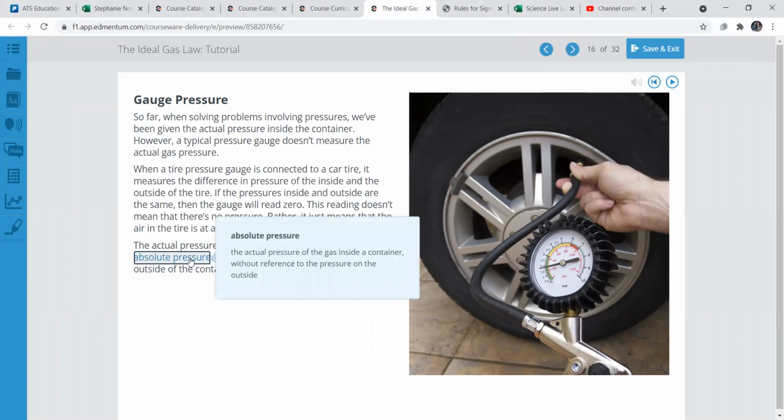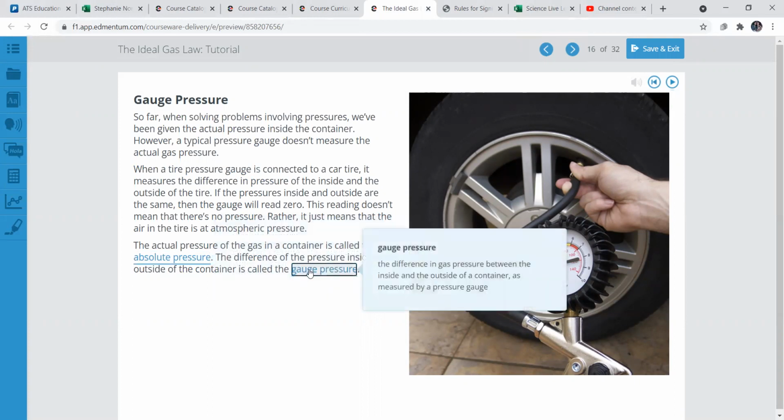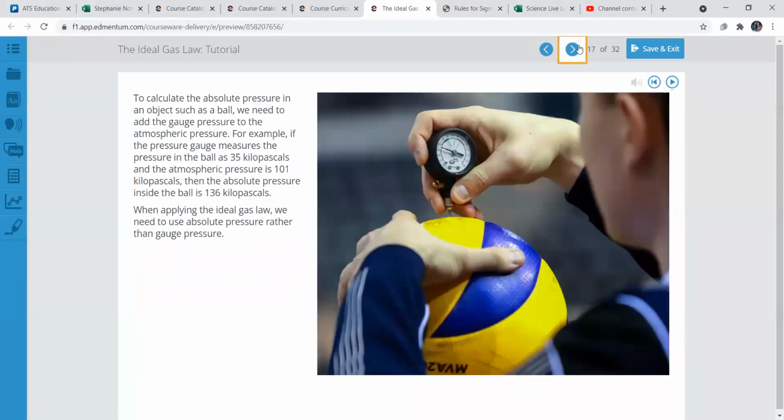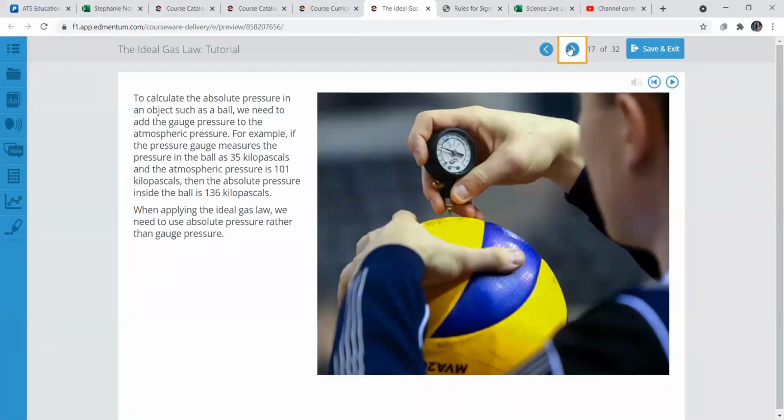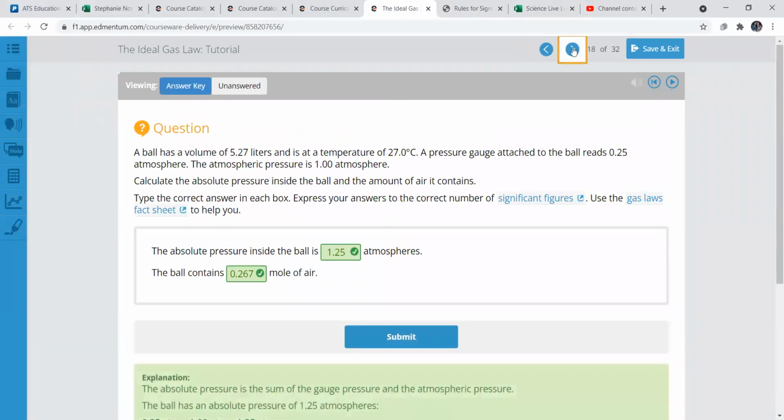Gauge pressure and absolute pressure. Absolute pressure is the actual pressure of the gas inside a container, without reference to the pressure on the outside. Gauge pressure is the difference in gas pressure between the inside and the outside of the container as measured by the pressure gauge. Think of putting air in your car tire or bike tire, or putting air in a basketball, volleyball, or soccer ball. More significant figures. I'll have you answer this on your own.